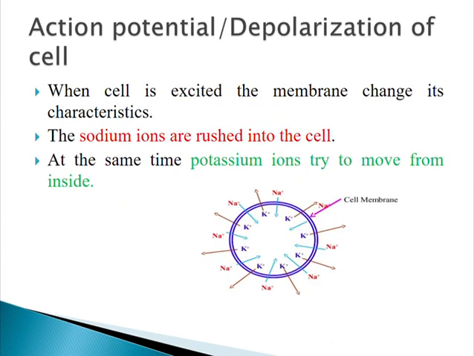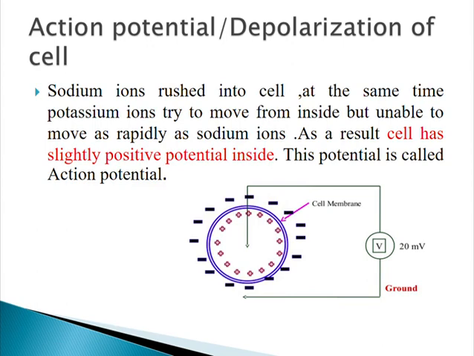Now what happens if the cell is excited? When the cell is excited, the membrane changes its characteristics. Now those positively charged sodium ions which were outside the cell start rushing inside the cell, and the potassium ions which were inside the cell try to go out from the cell. The sodium ions rush into the cell. At the same time, potassium ions are trying to move out from inside, but they are unable to move as rapidly as the sodium ions. So the mobility of sodium ions is much higher.